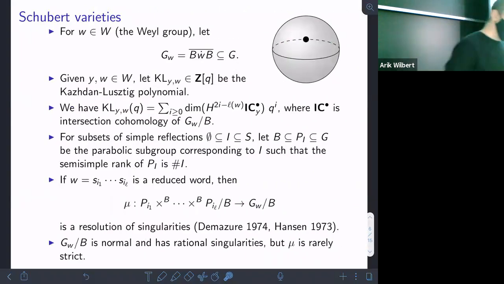Okay, so Schubert varieties are important from my point of view here. So let's talk about them. So W is the Weyl group, and for each element of the Weyl group, I'm going to let G sub W, so I'm thinking about this as some closed irreducible subvariety of G defined by W, and it's just the B cross B orbit closure in G. So just some notation here, the W dot is just some representative of the Weyl group element in G.